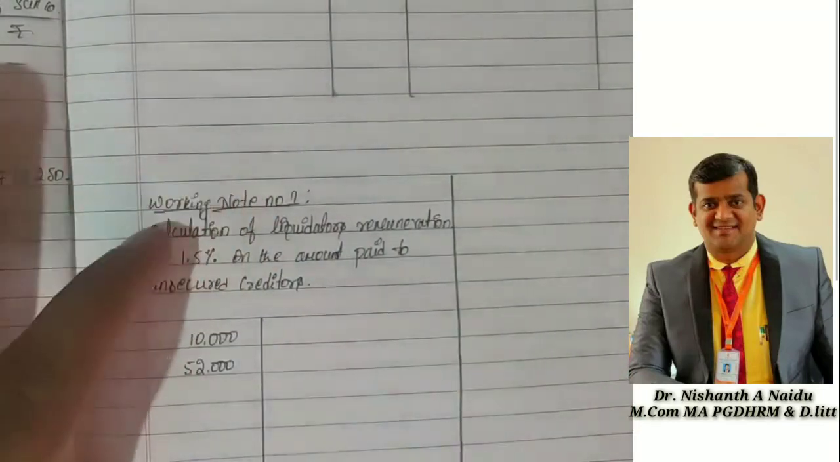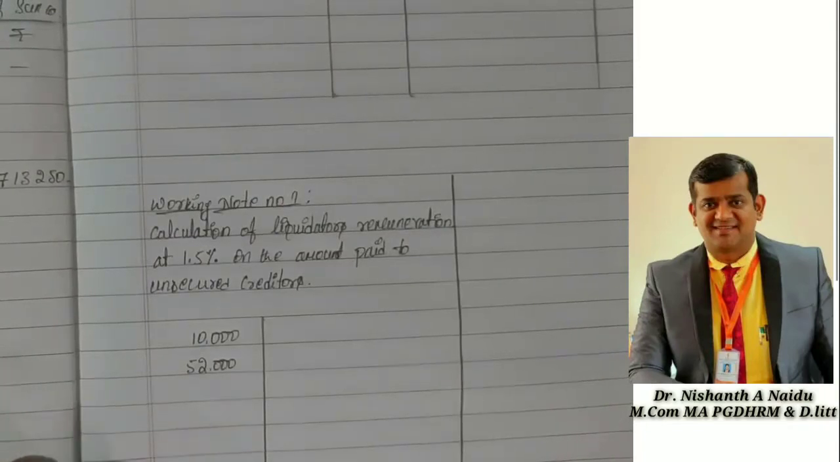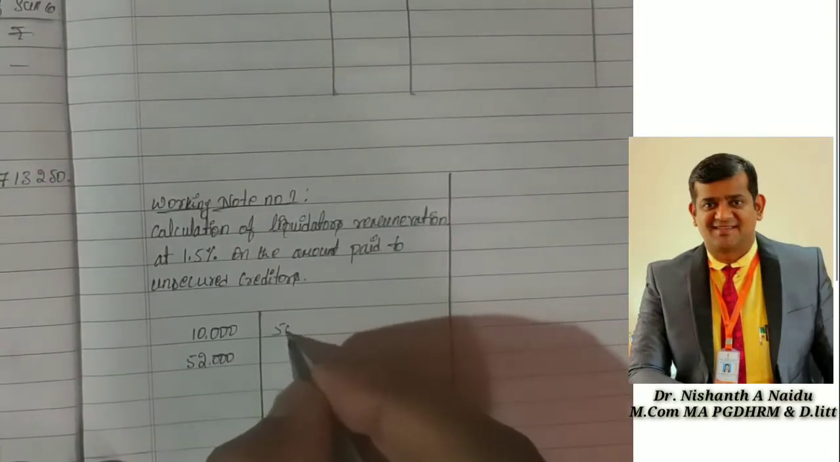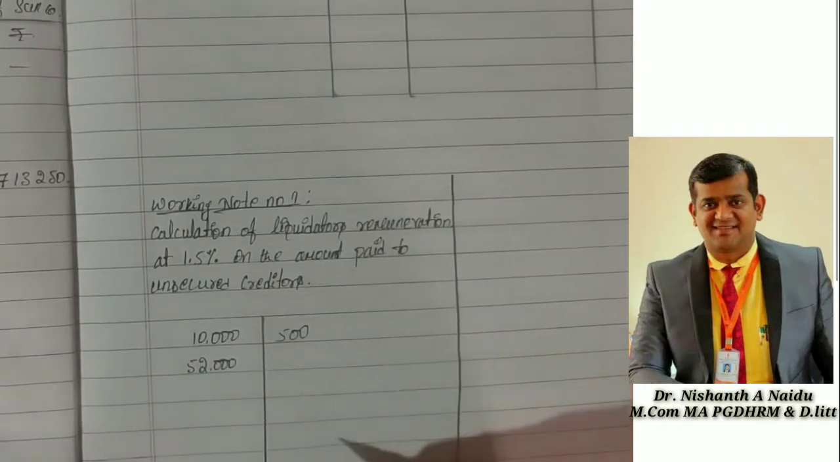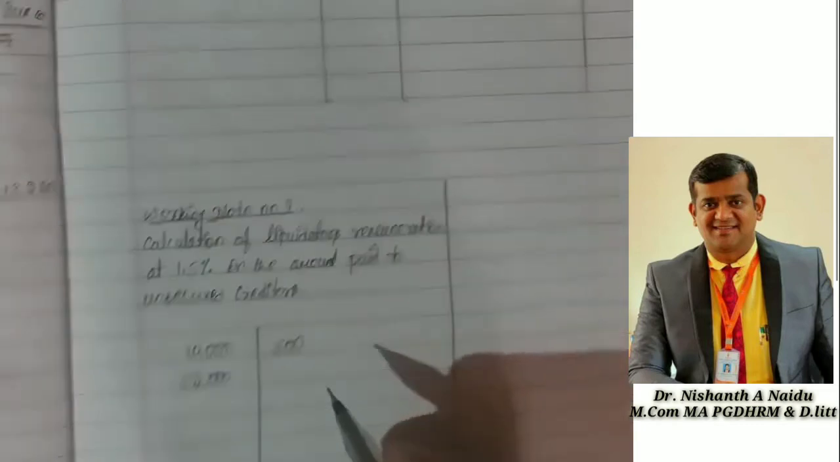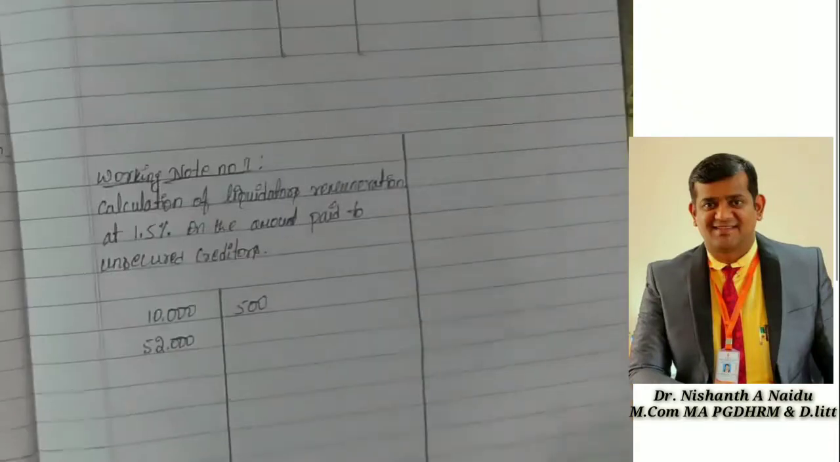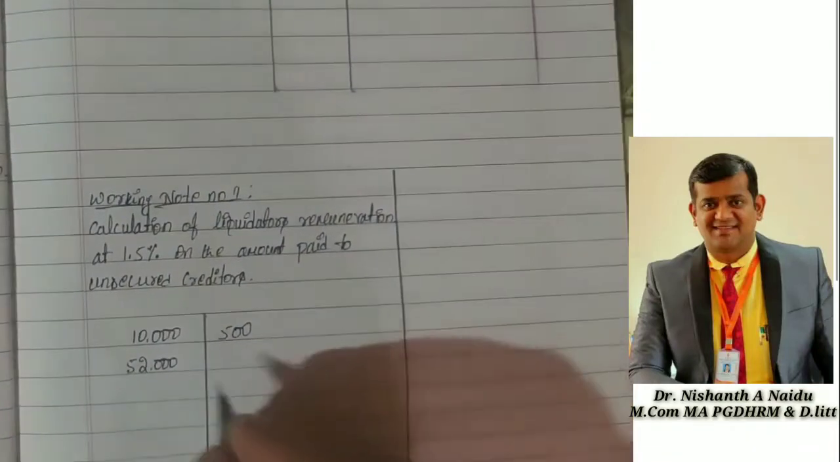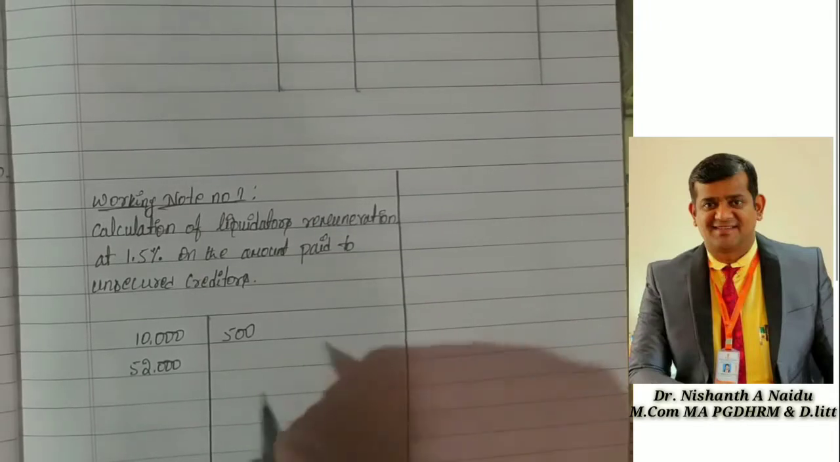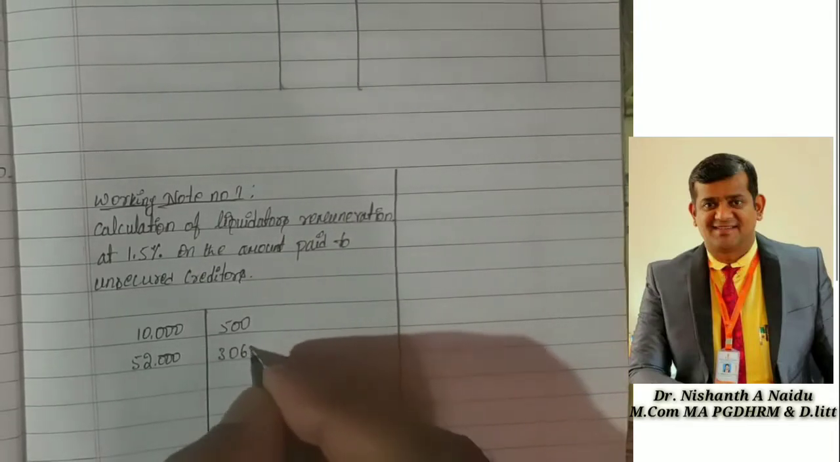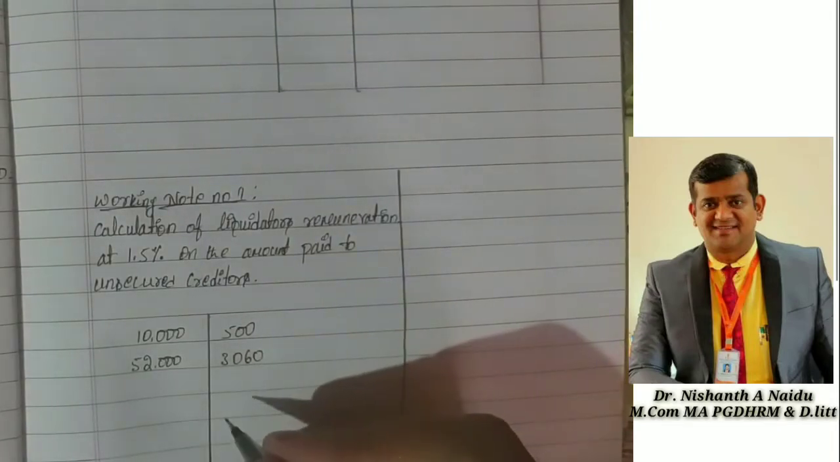And writing the rest. Okay, so now to whom all we are paying? So let us write 500 rupees for liquidation expenses. 500 rupees is for liquidation expenditure, and we have identified here that is 3060, that is liquidators remuneration. So I am writing that also. 3060 rupees.